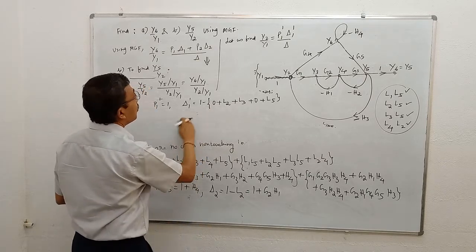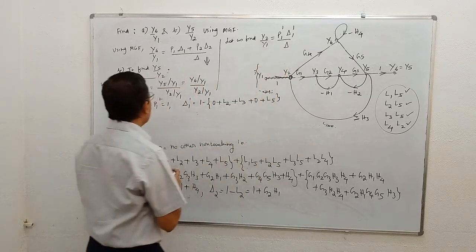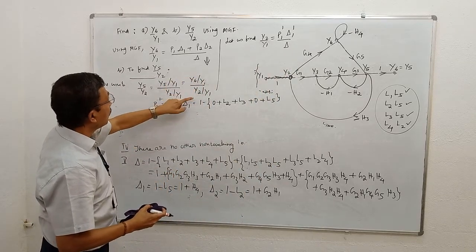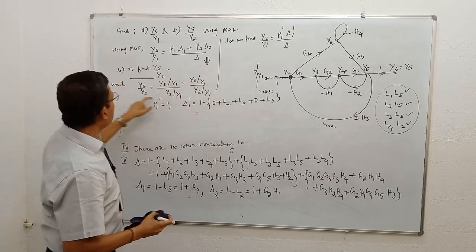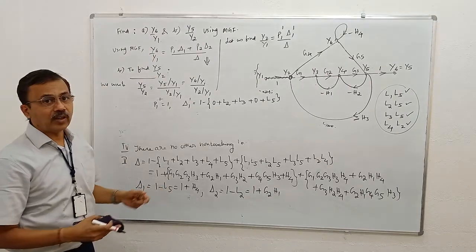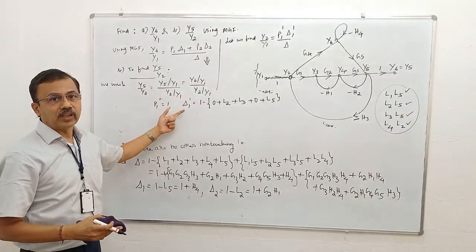So delta 1 dash is known to you. Delta is known to you. Therefore, in this expression, you know y6 by y1, you know y2 by y1. Substitute and get the ratio y5 by y1. That is how this problem has to be solved. Please complete the solution.